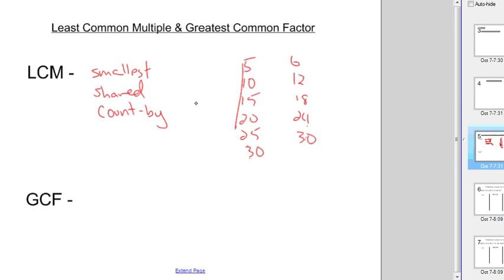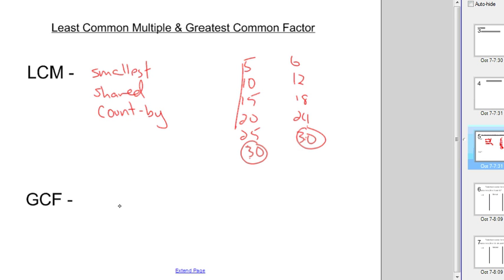So smallest shared count by is my translation for LCM. I'll get into examples in a second, but you see the smallest number that appears in both lists here is 30. So the LCM of 5 and 6 is 30.